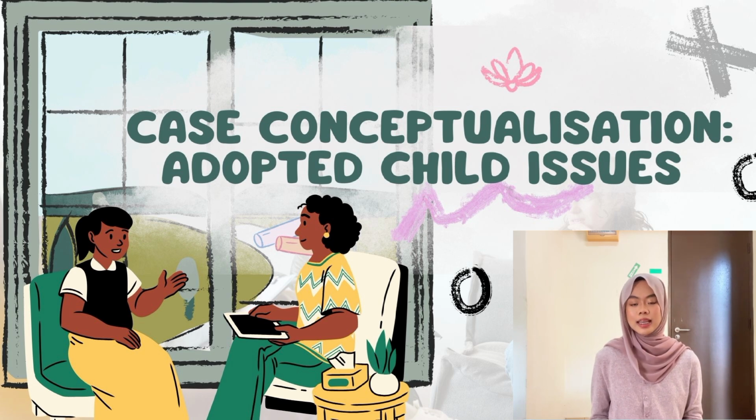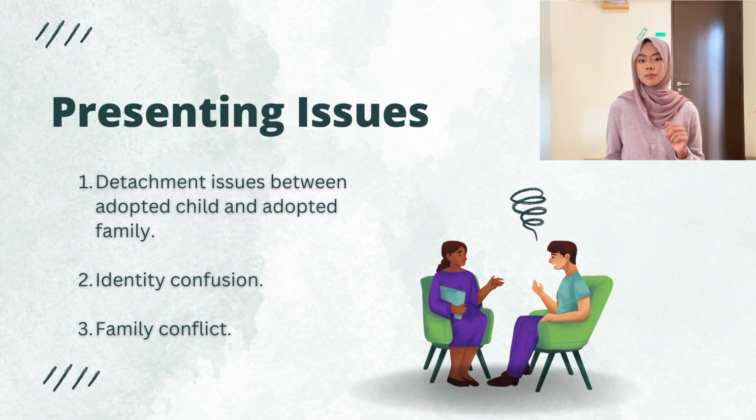We will be discussing a case conceptualization on adopted child issues. In this case, there are three main presenting issues. The first one is detachment issue between the adopted child and the adoptive family, which makes the child feel left out and emotionally distanced. The second one is identity confusion, where the child struggles to understand the origins and sense of belonging. Lastly is family conflict, which includes the child being excluded by siblings and extended family members, as well as stress related to learning about their biological parents.